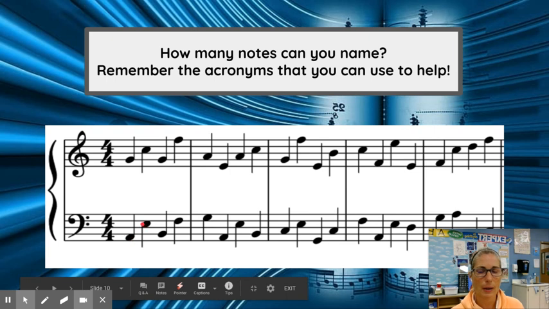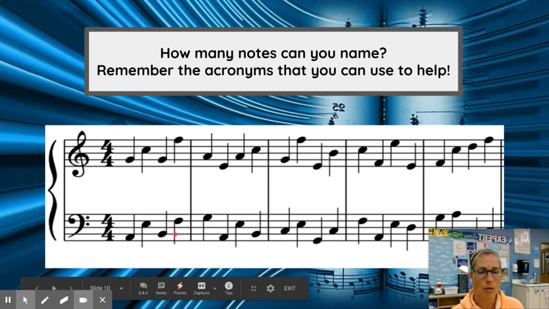Here we are on the third space. Again, space in the bass clef. So we count all cows eat grass. So that note would be an E. Here we have a line note, the second line in the bass clef. For the lines, we say George Brown died Friday afternoon. So this would be a B for Brown, and that would be the note B.